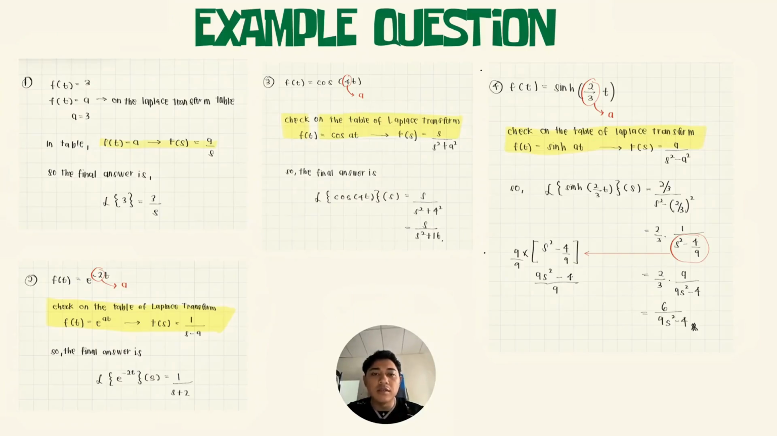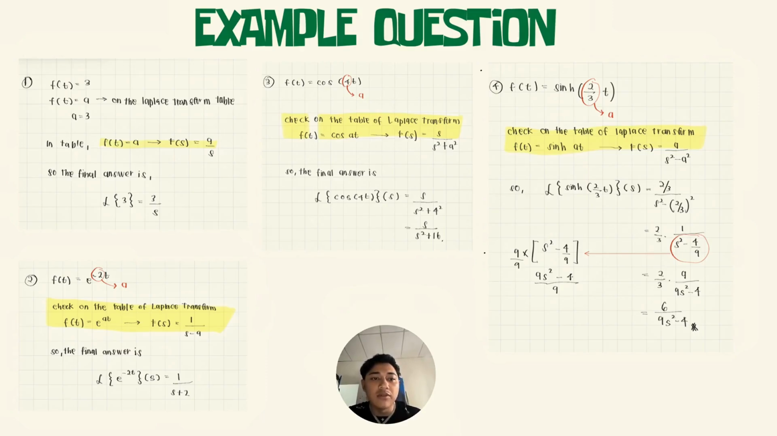Next, we go to the example application of the Laplace transform. We go through an example question of each type. First, f(t) equals 3. So 3 is a constant in the Laplace transform. We can identify by checking the table that we can use F(s) equals a over s. So the final answer in this equation is 3 over s.